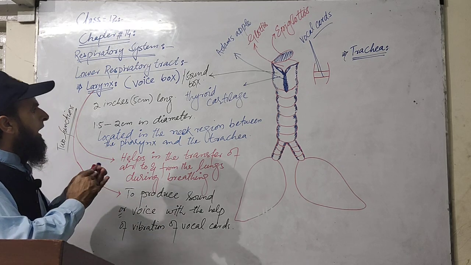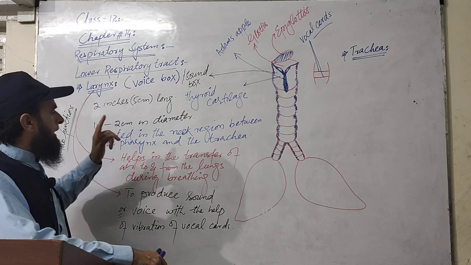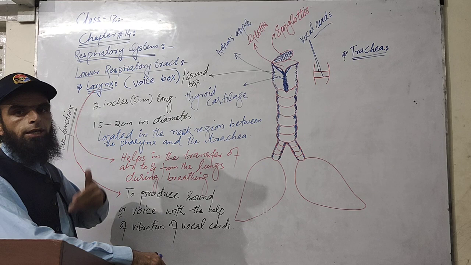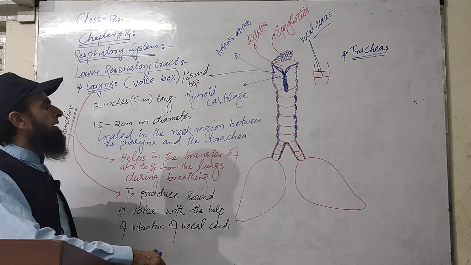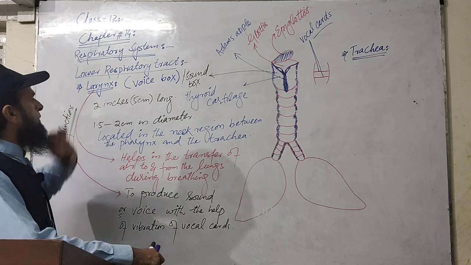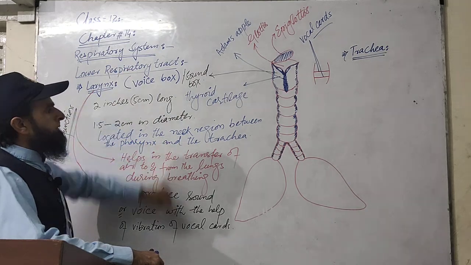So two main functions are performed by the larynx. One is that it provides a pathway for the transfer of air to and from the lungs, and the second function is the production of sound. So this is a little bit about the larynx, the first part of the lower respiratory tract, LRT.